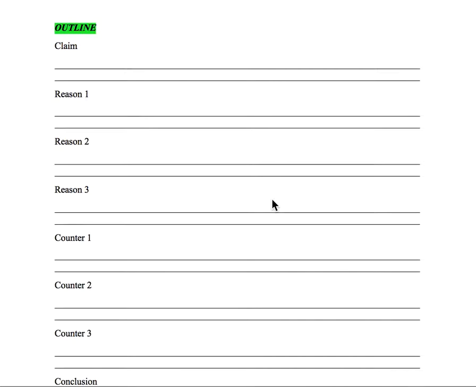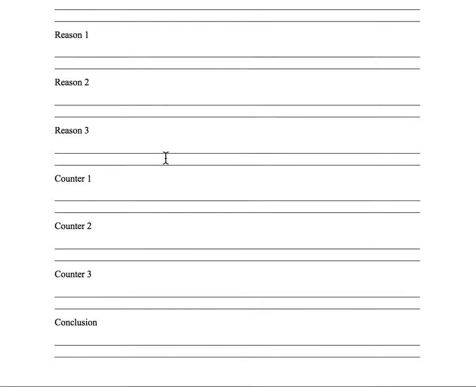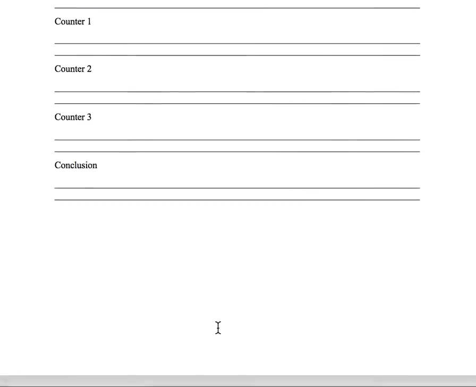So your outline here is very, very simple. Claim, reasons, counterarguments, conclusions. Again, you don't need to have 3 counterarguments. You can have just one. You fill in the elements that fit with your essay.